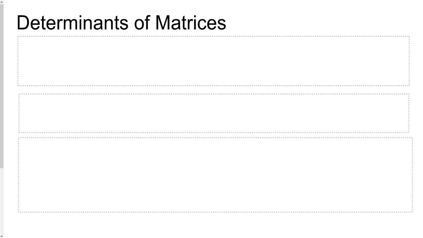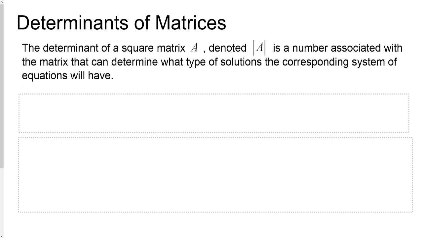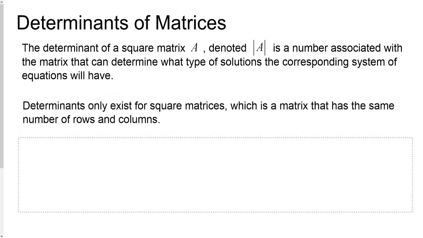This lesson is about determinants of matrices. The determinant of a square matrix A, denoted A with vertical bars surrounding it, which resemble the absolute value, is a number associated with a matrix that can determine what type of solutions the corresponding system of equations will have. Determinants only exist for square matrices, which is a matrix that has the same number of rows and columns.